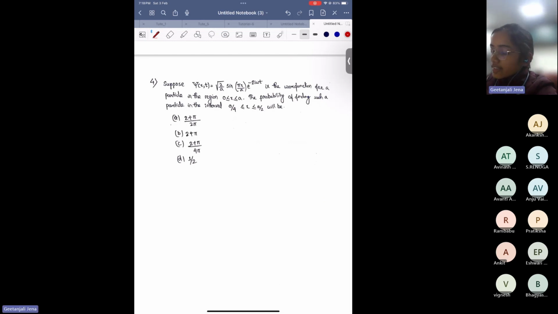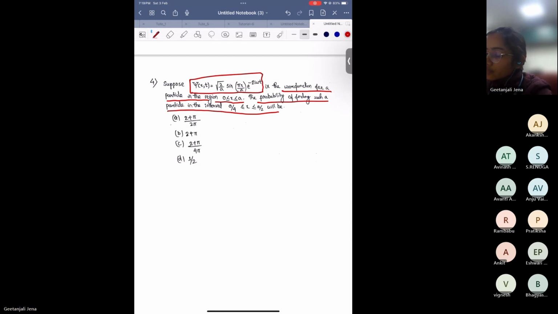So it is given, suppose psi of x,t equals root over 2 by a. This is given to you. It is the wave function for a particle in the region x greater than 0 and x less than a, and x less than 0 elsewhere. Now it is asking about the probability of finding such a particle in the interval a by 4 to a by 2. So it is asking about the probability of finding the particle.